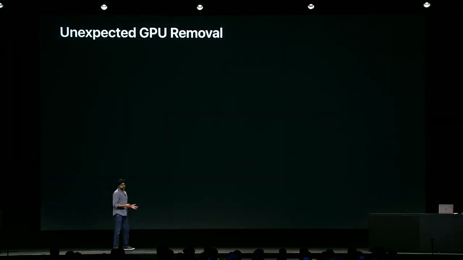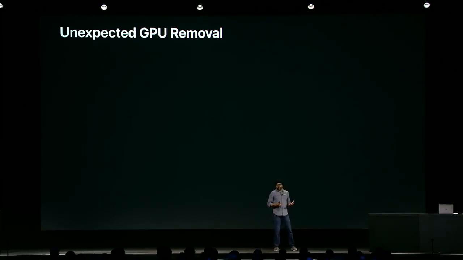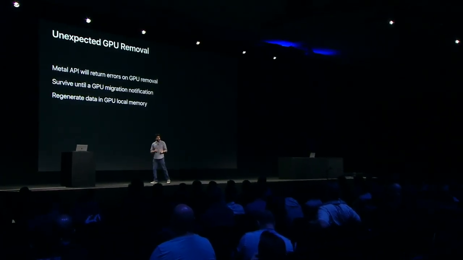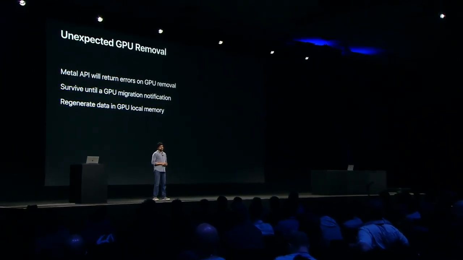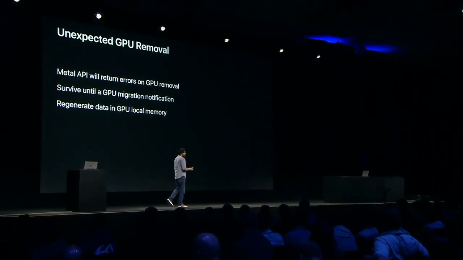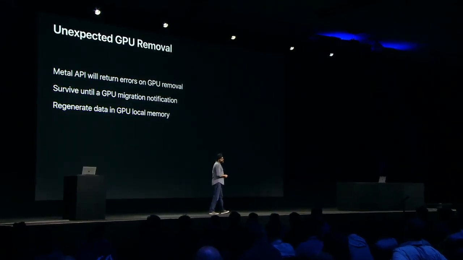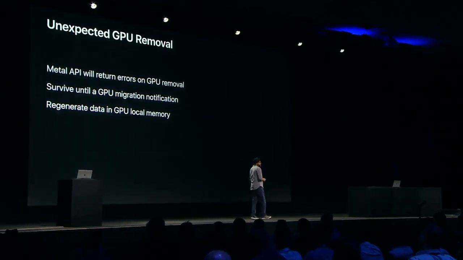So an unexpected GPU removal is when your external GPU is disconnected or powered down without the OS being aware. So this is the equivalent of somebody reaching into your system and yanking out that GPU. And since the hardware is no longer there, some Metal API calls will start returning errors. So you'll want to add defensive code to your app to protect against this, so it can survive until it receives a migration notification and it can gracefully switch to another GPU in the system. It's also worth pointing out that if you had any transient data on the external GPU's local memory, your app may need to regenerate this as it's no longer there.